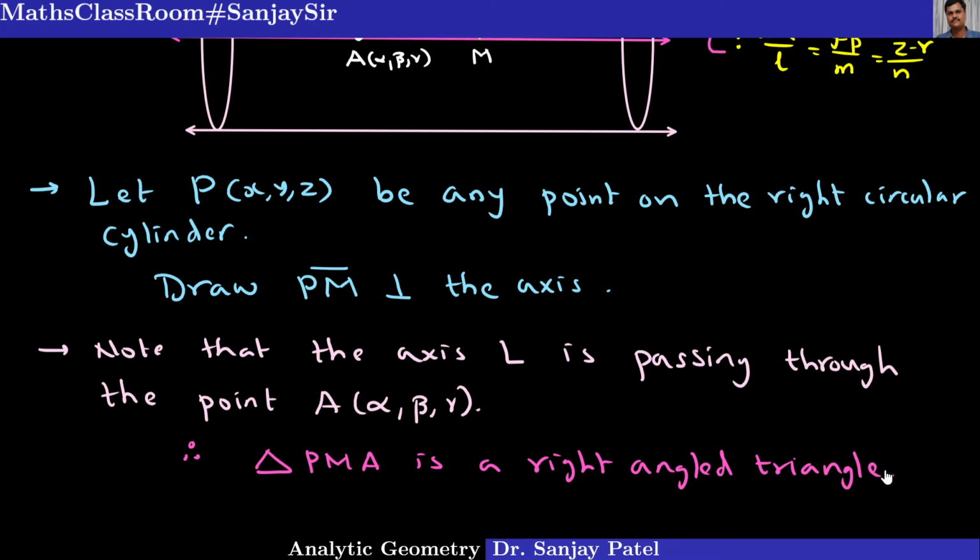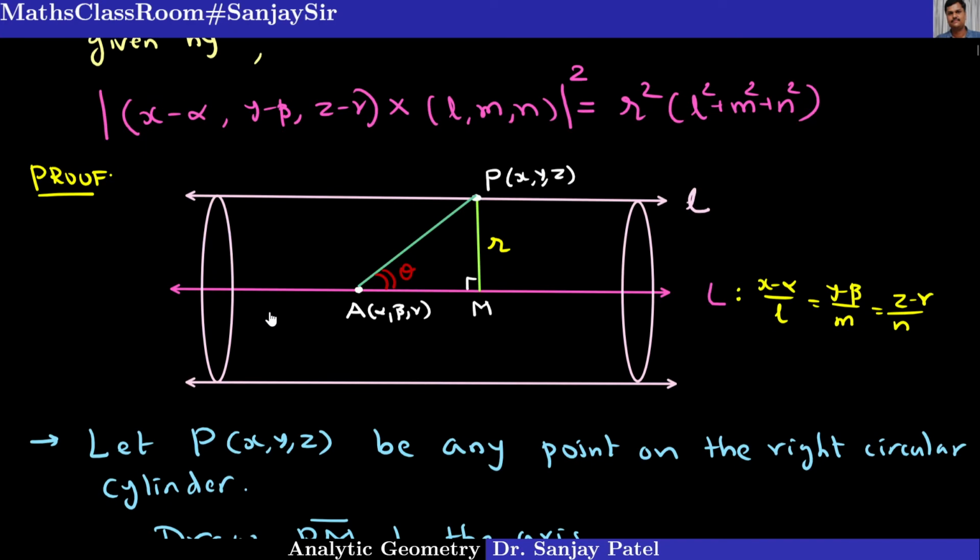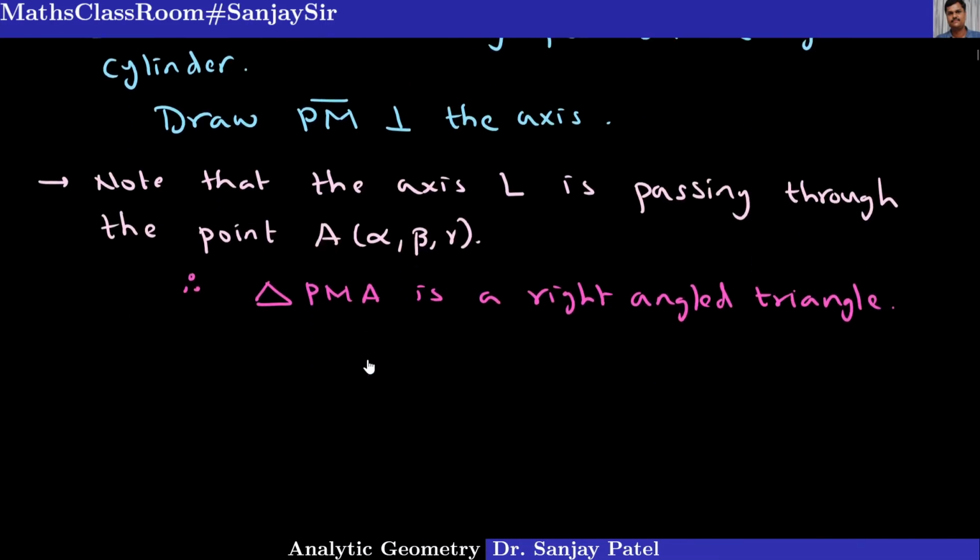Now in this right angle triangle, what I will do is I will evaluate the angle theta. Let us suppose that the measure of angle PAM is equal to theta. And here I am assuming that A is not equal to M, remember, so that we have a triangle in this case.